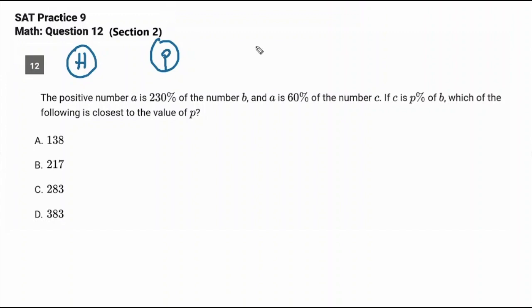This problem is based on percents. What are percents based on? Percents are based on 100. So you need one of these numbers to be 100. That's going to be the easiest thing. Which one? The easiest one is to make b 100. If b is 100, then a is 230% of b, so a is 230% of 100. Go ahead and do it. 230% of 100. So a is just 230.